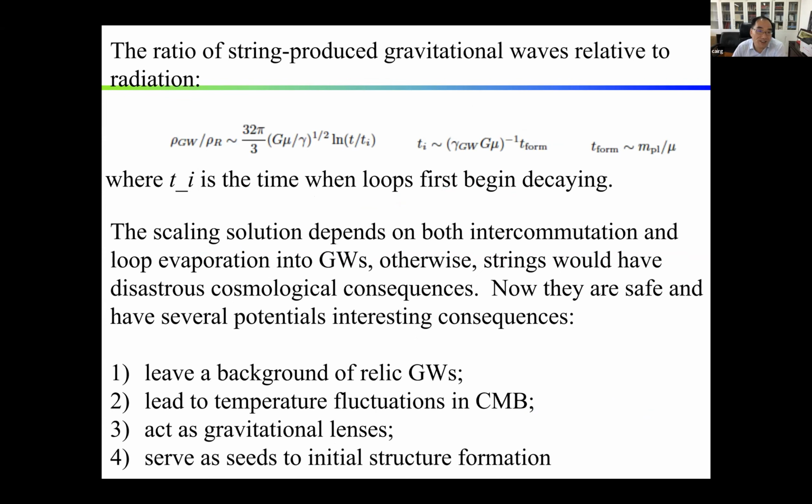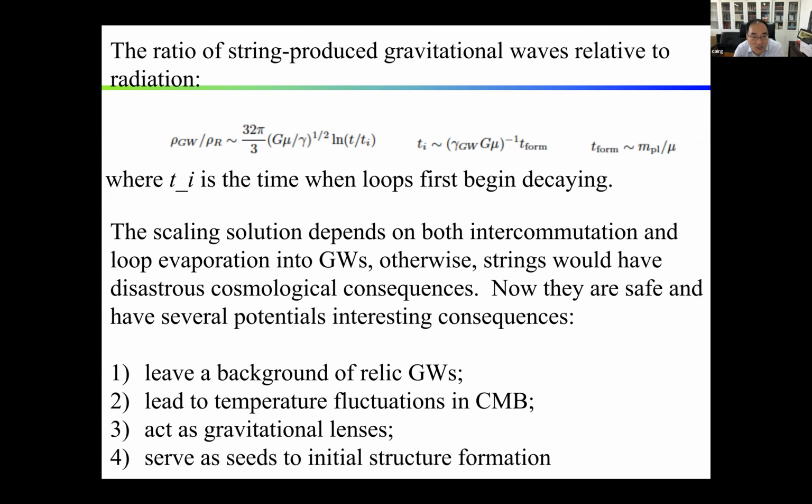The ratio of the gravitational wave produced by the string relative to the radiation behaves like this. Here rho R is the energy density of radiation, rho GW is the energy density of the gravitational wave produced from the string, and gamma GW is a constant, something like 20. And t form is the time the string network forms. Here t_i is the time when loops first begin to decay.